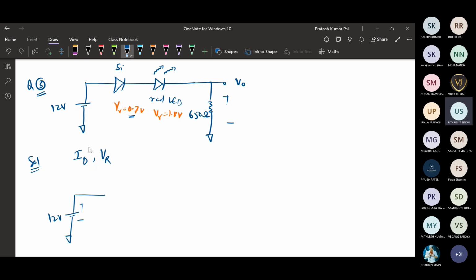Okay, so 0.7 volt is the cut-in voltage and the applied voltage is 12 volt. So it is much greater than 0.7 volt. So it will be in on mode and it will be represented by its equivalent voltage.